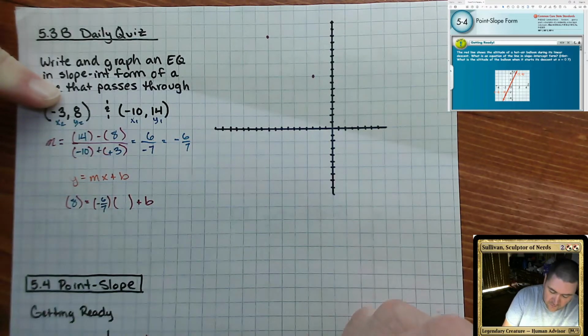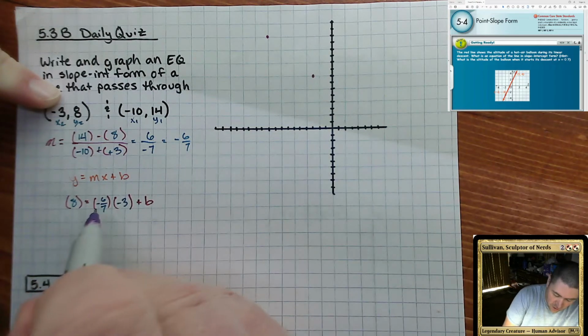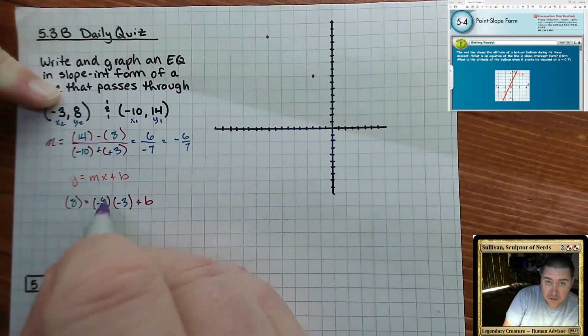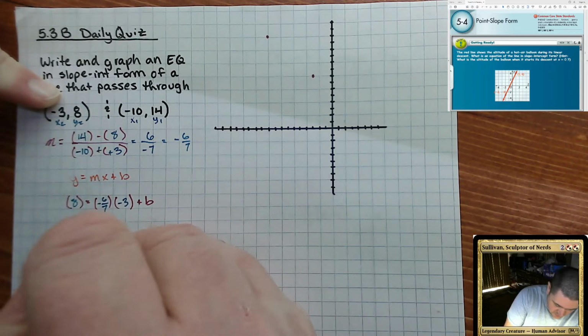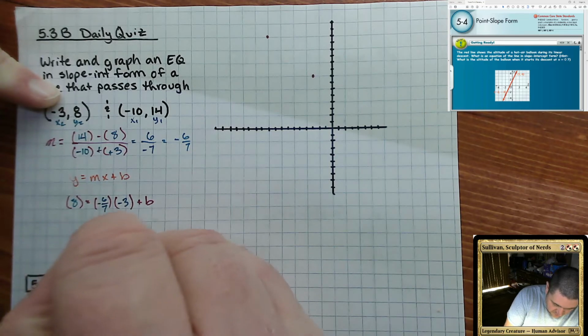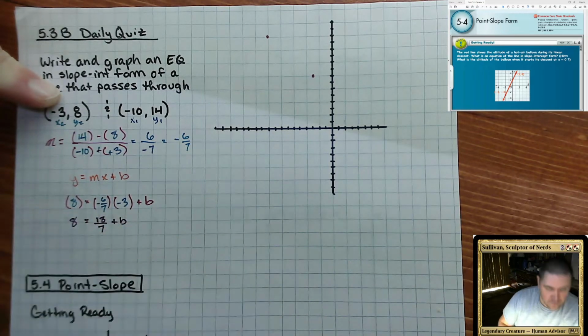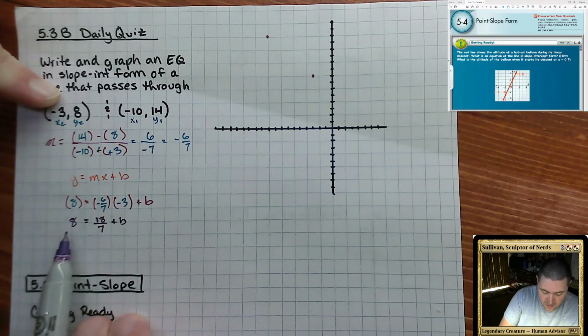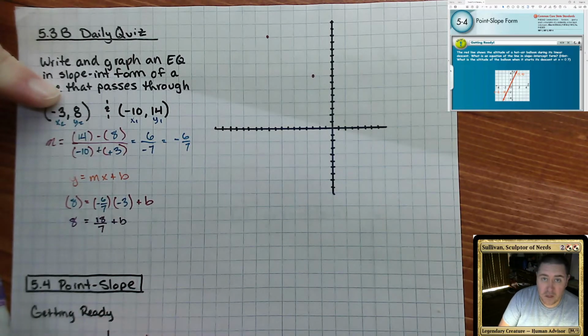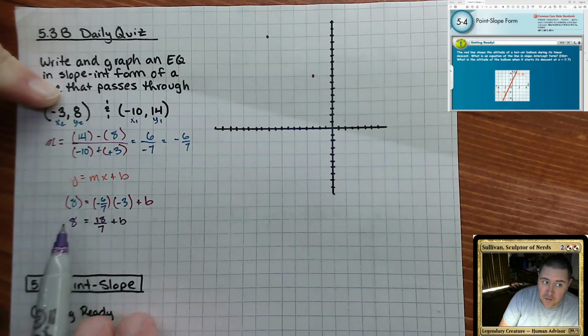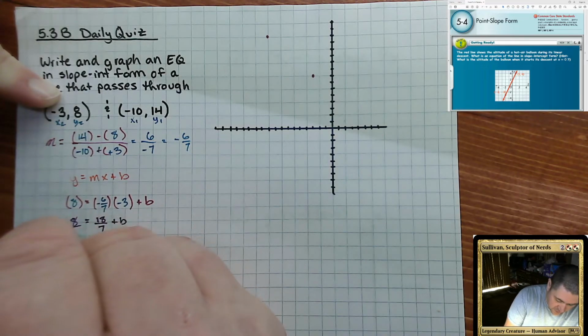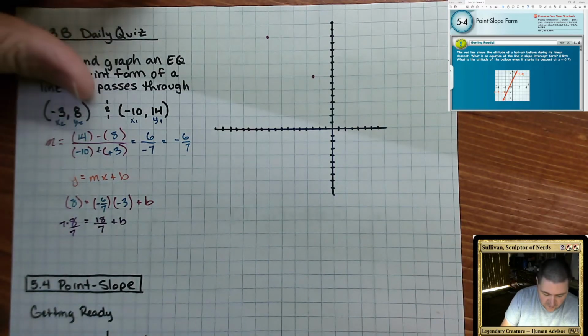Putting 8 for y, -3 for x. I'll multiply, negative is positive. 6/7 times 3 is 18/7. Subtract. If I want to use a calculator, that's fine. Otherwise, I need common denominators. I'd have to multiply this by 7/7 to turn it into 56/7 minus 18/7 is 38/7. There we go.